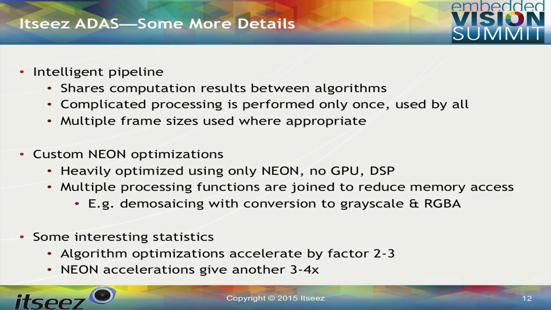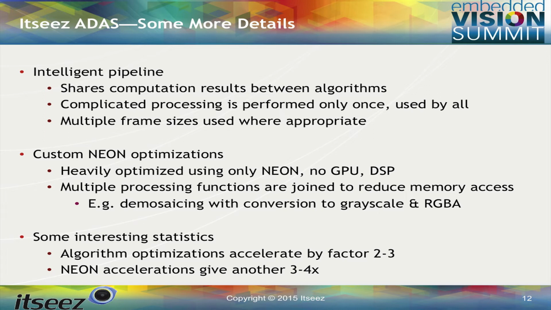We use a so-called intelligent pipeline, which I maybe can describe in a little bit more detail. So usually when you have multiple algorithms running on the same device, some of them can share results of each other, or can share results of a single computation like resize and so forth. So our pipeline implements that approach. A function is only executed once, the computation is done once, but then all algorithms use that result, so we reduce CPU load there. We also try to minimize memory bandwidth use by combining certain functions.